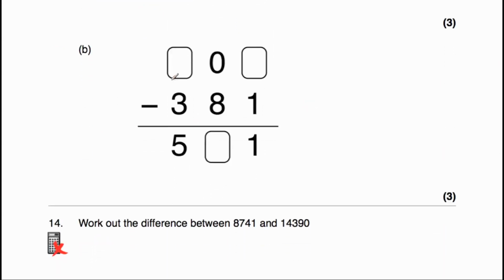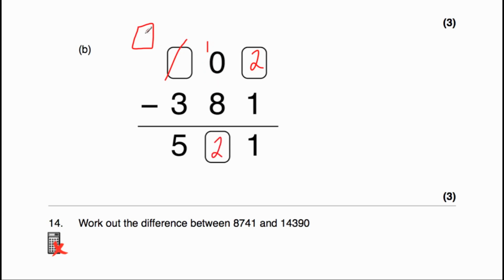Question B. Okay, question B, so we've got these blanks to fill out. So let's start off with the ones. So we've got blank take away 1 is equal to 1. Well, that's going to be 2. That's quite straightforward. Then we've got 0 take away 8 is equal to blank. Well, that means we must have borrowed from this number. And then whatever it is will be written here. And then that's now 10. So 10 take away 8 is equal to 2.